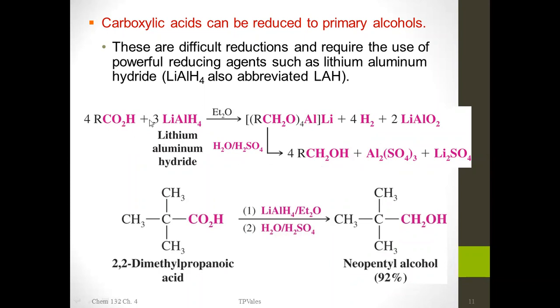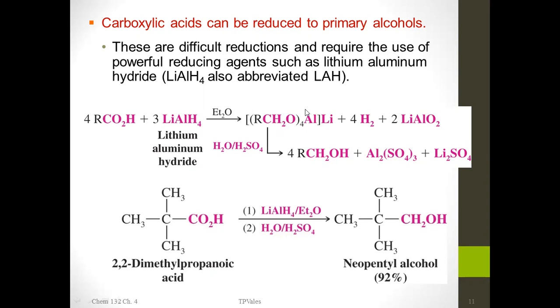So first, you take 3 moles of your lithium aluminum hydride with 4 moles of your carboxylic acid in the presence of ether. It's diethyl ether, Et2O, where Et is an ethyl group. Okay, so we actually get a lithium aluminum tetraalkoxide, depending on your alcohol, RCH2OH.